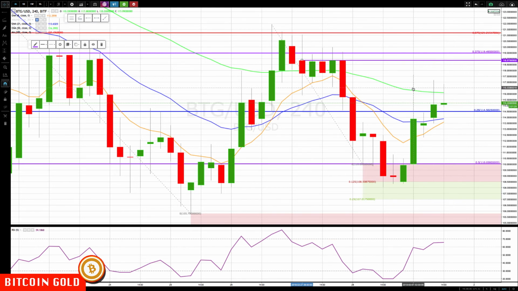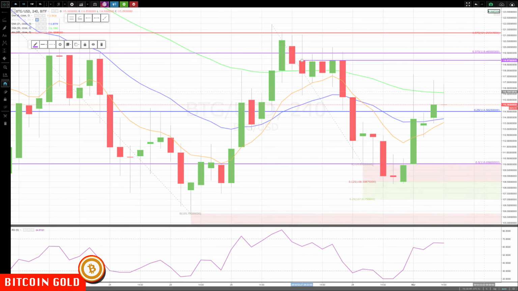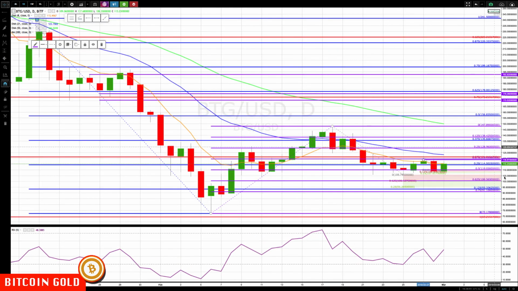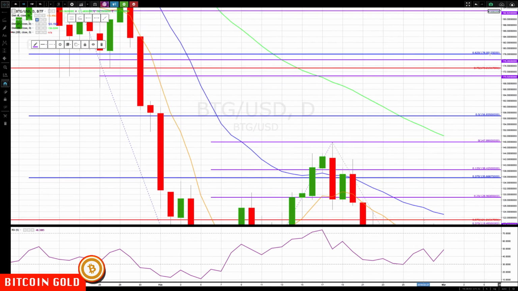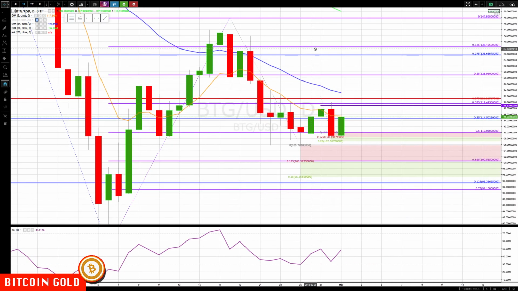Right now, see, it spiked above the 50, spiked above the 50, but has not been able to close above that. So now I'm watching for the pullback to this area and then see if we can get a strong rotation back up. Looking at the daily, Bitcoin Gold, let me expand this, get the perspective.